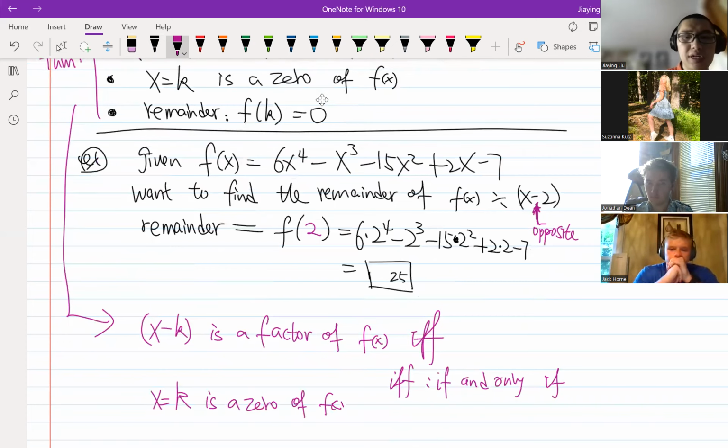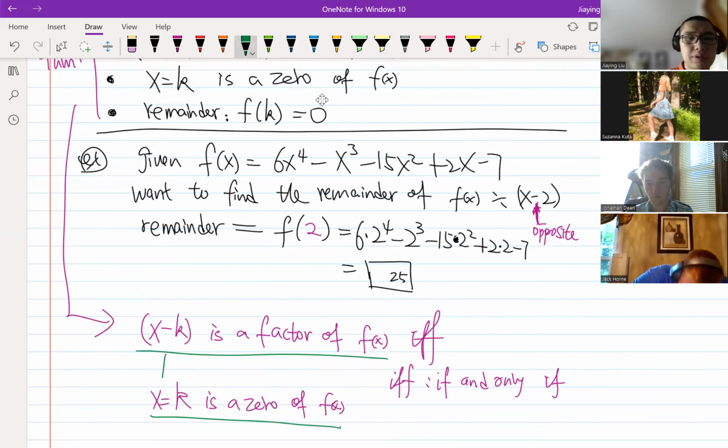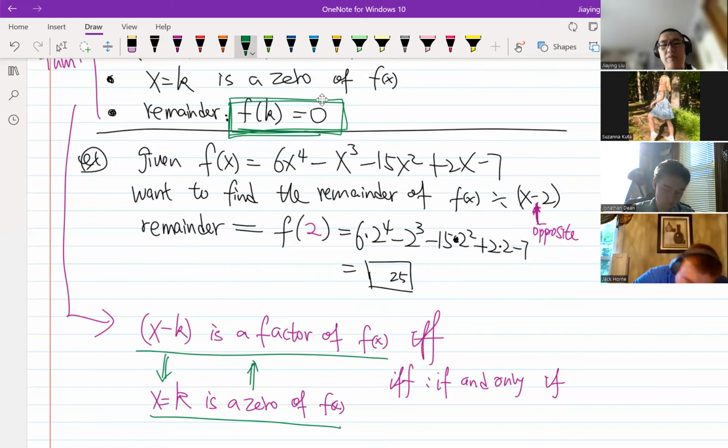of f of x. Now, if you are not familiar with if and only if, what that means is that if one statement is true, the other statement must also be true. So if we know x minus k is a factor, then we know x equals k is a 0. It also goes the other way. If x equals k is a 0, then x minus k must be a factor. And both of these are going to tell us that the remainder f of k must equal 0. So I like to think about all 3 statements as equivalent, but if you want to put it into a theorem, that's called the Factor Theorem. Right.